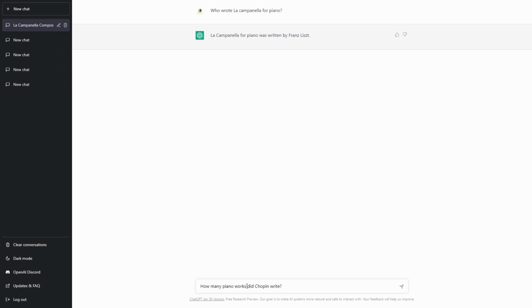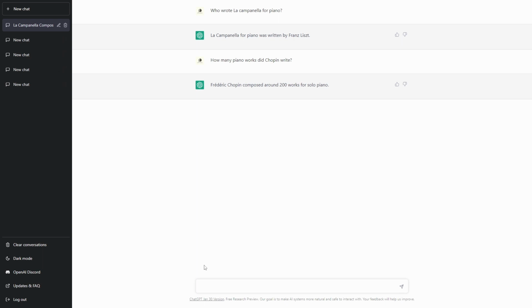How many piano works did Chopin write? I'm actually interested because I don't know. 200 works for solo piano, I see. So I thought it would be less than that, but I guess there's so many pieces if you count them all together. Waltzes, nocturnes, mazurkas. Yeah, 200 works sounds about right.